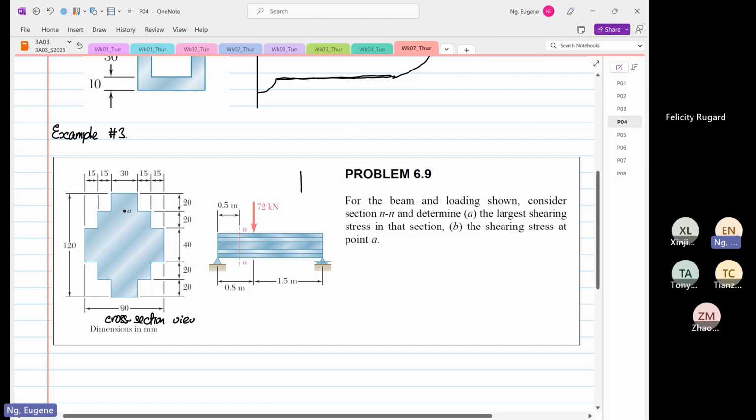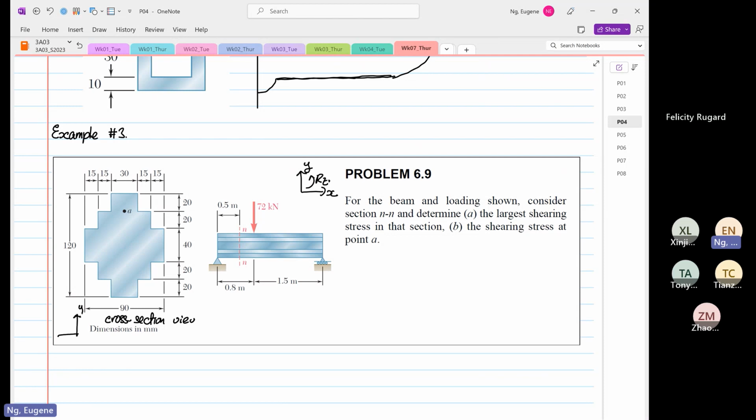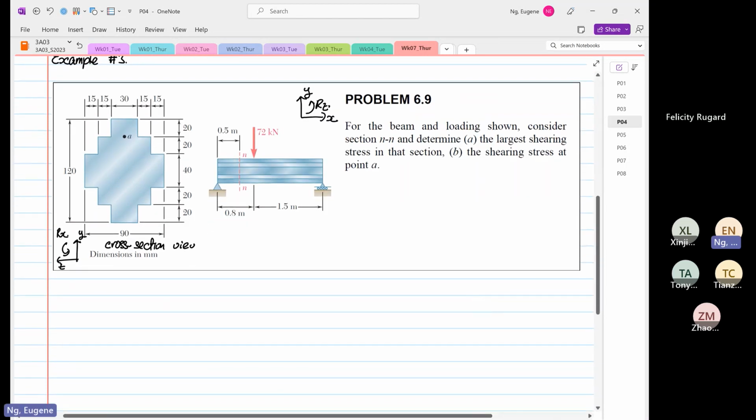If I were to draw the transformation, this is where my X is, Y is, and this is our rotation on Z. On the cross-section view, if I was to sketch our transformation, this is our Y, this is our Z, and over here is the rotation of our X. So we have all this information. We know still the same formula that we are going to use. It asks us to determine the largest shearing stress in that section.